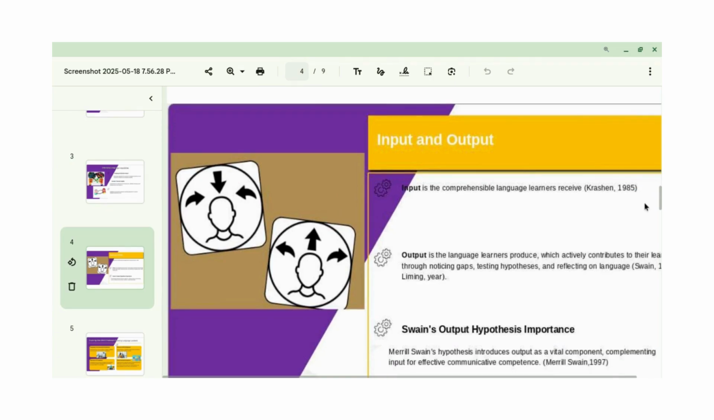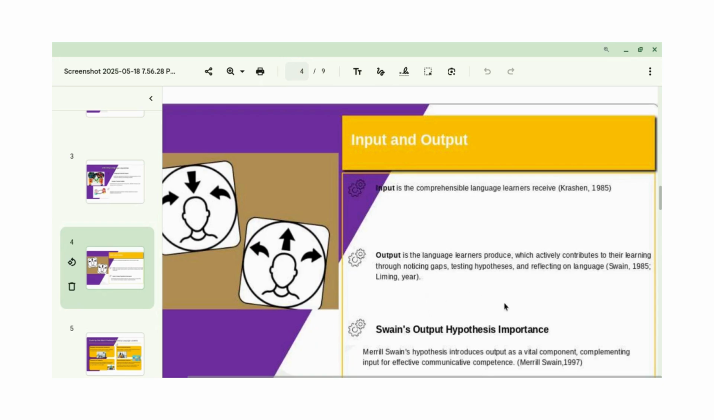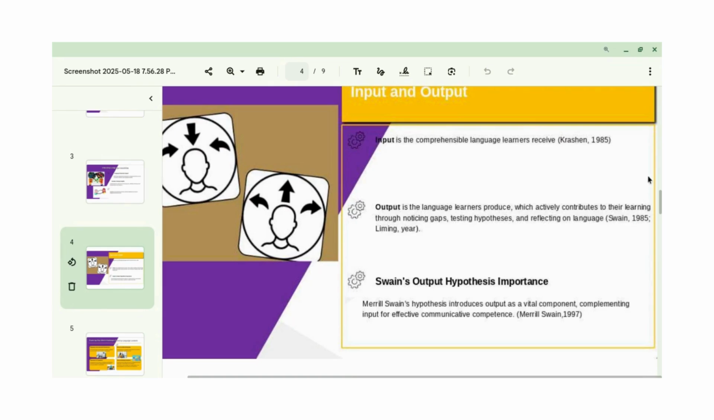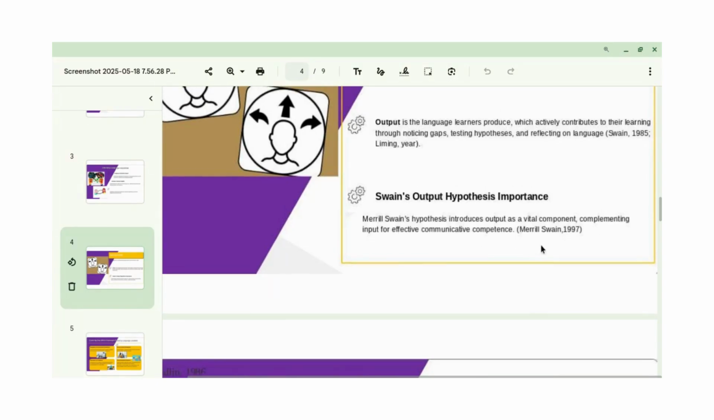Here we need to explain two important concepts, which are input and output. Input is the comprehensible language learners receive, according to Krashen in 1985. On the other side, output is the language learners produce, which actively contributes to the learning process through noticing gaps, testing hypotheses, and reflecting on language, according to Swain in 1985, mentioned in Lightbown. Also, it is important to mention that Merrill Swain's hypothesis introduces output as a vital component, complementing input for effective communicative competence.